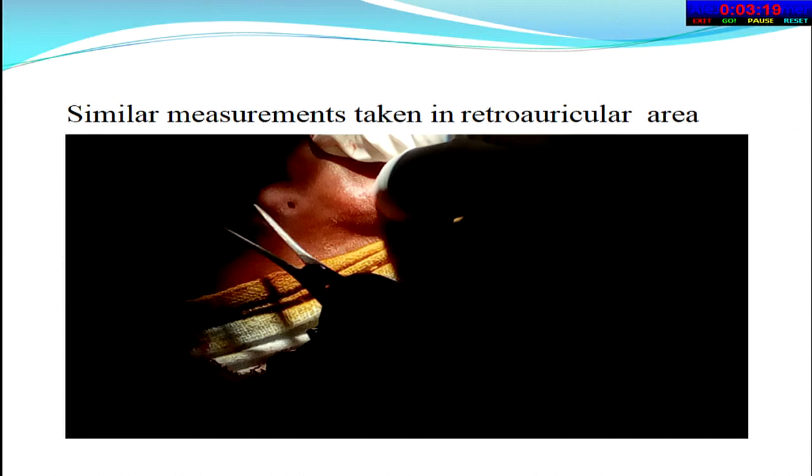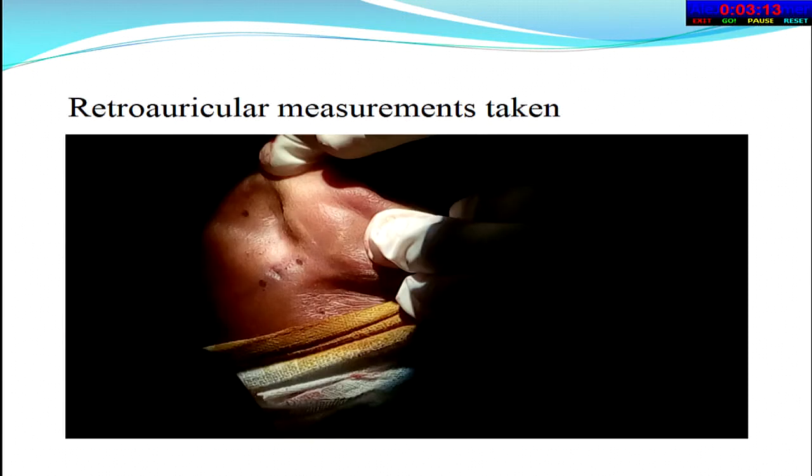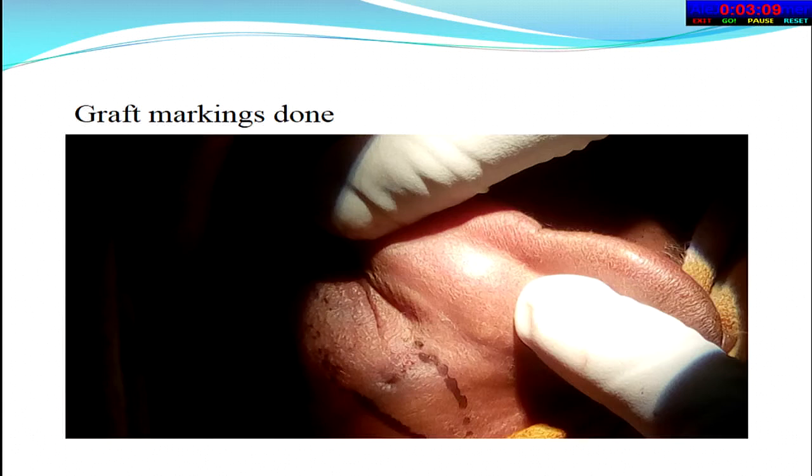And then if the graft size is appropriate, we can use the retroauricular area, or if it is too large, you can use the supraclavicular area also. So retroauricular measurements are taken. The graft size has to be kept a few millimeters more than what is required at the host junction.